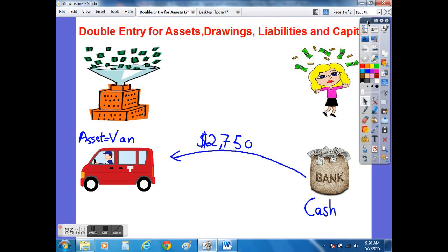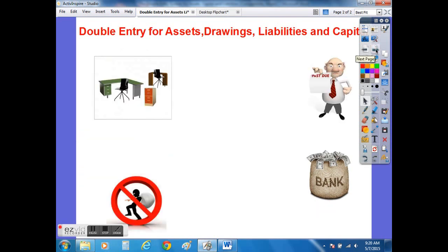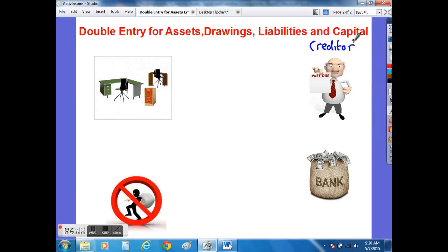So again, if we look at the dual aspect concept, we can see that there is still a giving and a taking according to Luca Pacioli's system. In this case, the creditor, who is a liability in the eyes of the accountant, is going to give us the fixtures and allow us to pay at a later date. In most cases, they give you 3 months to pay back. How would we go about recording that?